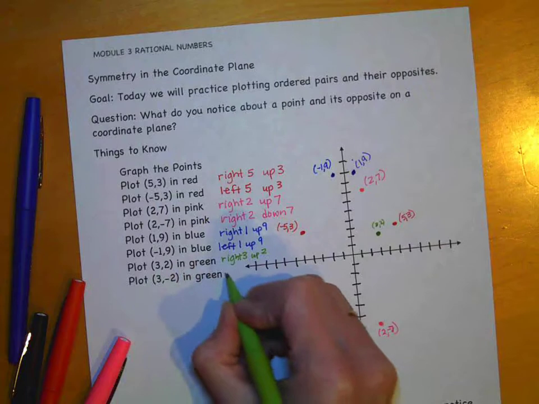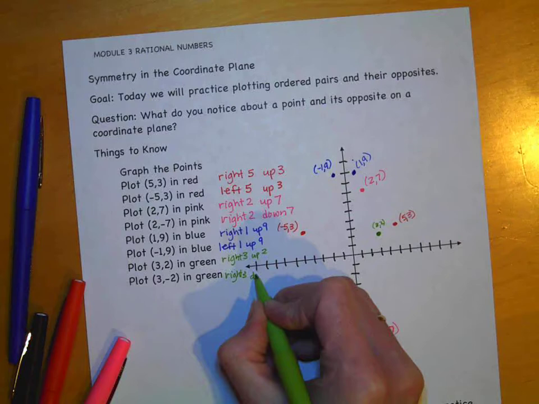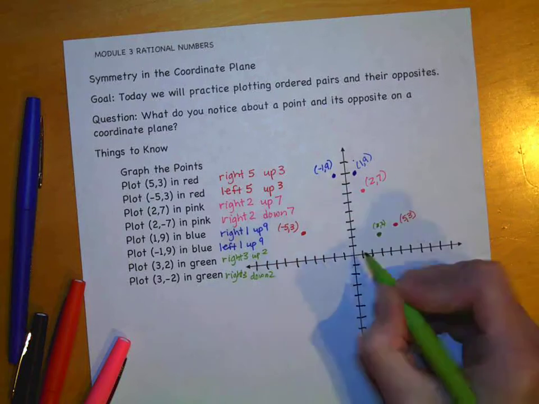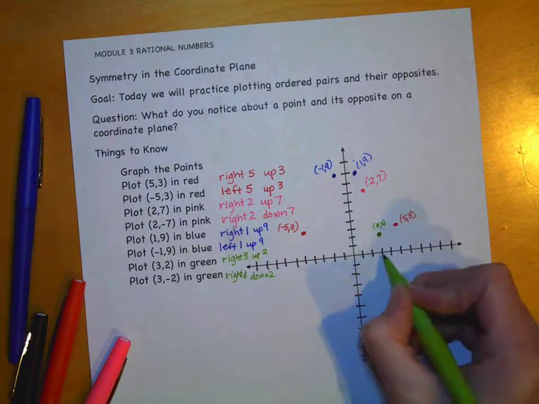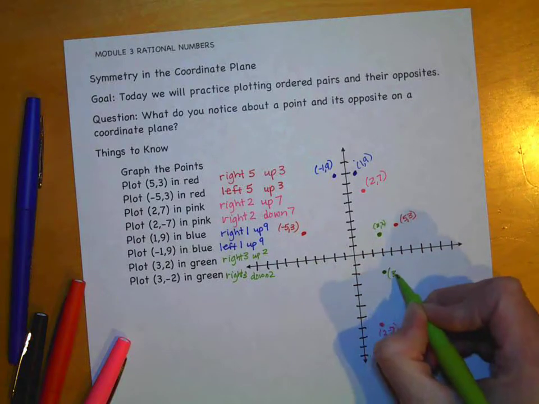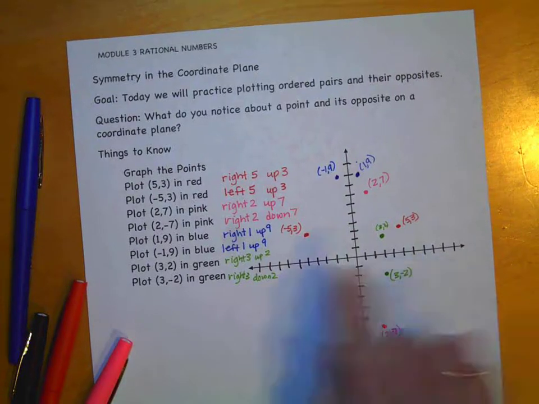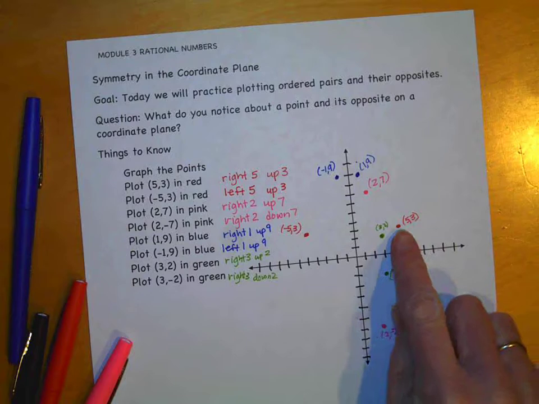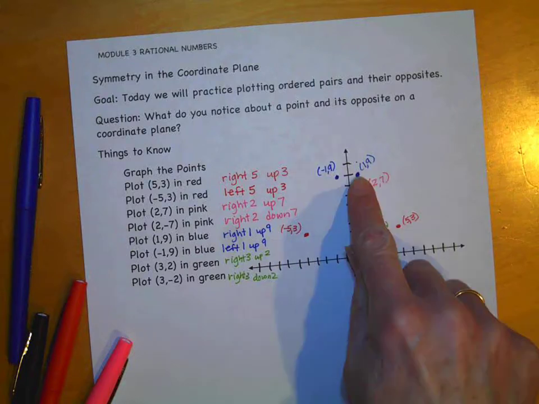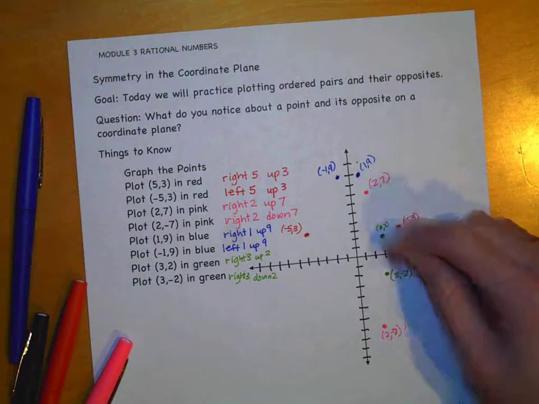And then this one says go to the right 3, but this time it says go down 2. So I'm going to go 1, 2, 3, 1, 2, and that one sits right there. So 3, negative 2. Interesting. So they almost look like they're opposites of each other. Look. So this one over here, this one over here, this one down to here, this one down to here.